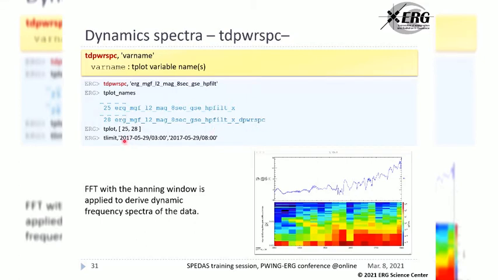And after typing tplot, we can see this plot. The top panel is the original waveform data, and the bottom panel indicates the frequency and time diagram, and color indicates the Fourier power spectrum. This command, the FFT with the Hanning window, is applied to derive the dynamic frequency spectrum of the data.